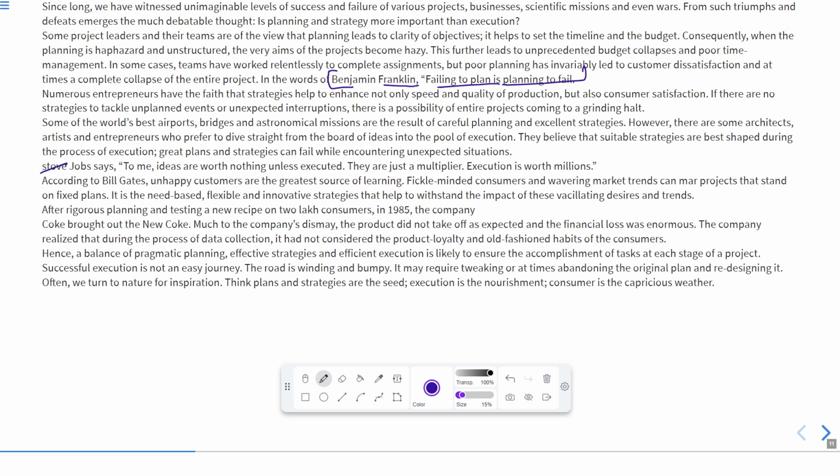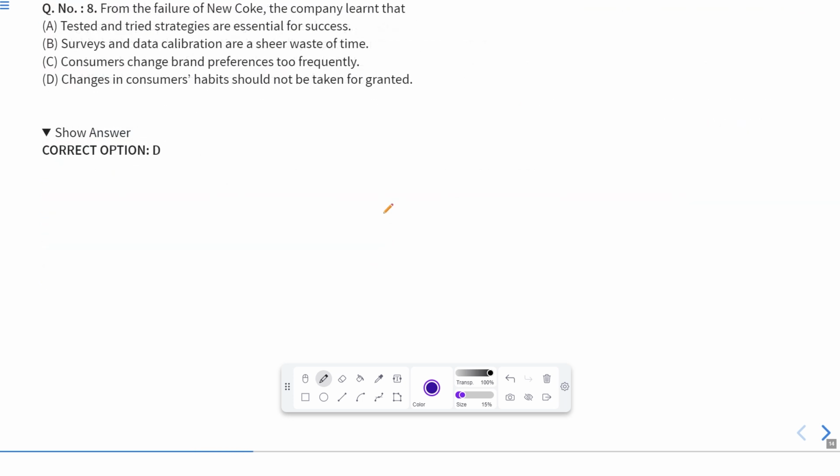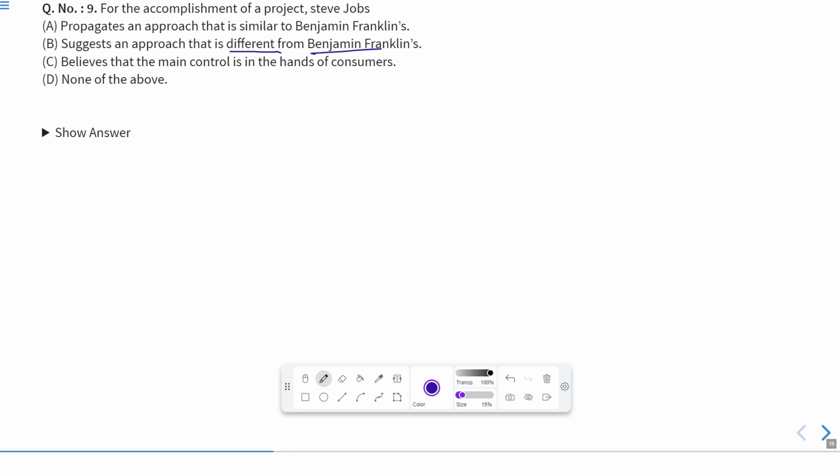Whereas Steve Jobs said that to me ideas are worth nothing unless executed. It means he is of another approach from that of Benjamin Franklin. So they both think differently, or they both think in the opposite style of each other. Okay, so according to this, they were different from Benjamin Franklin. Believes that the main control is in the hand of consumers. No, actually, he thought about the execution of something. He did not say anything about consumers. Therefore, according to this, B will be the correct answer, that he suggests an approach that is different from Benjamin Franklin's.